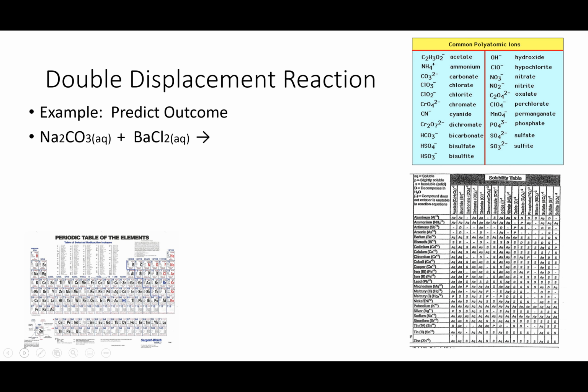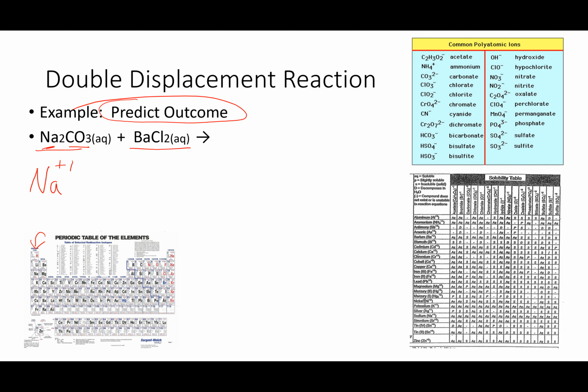Now let's take a look at another double displacement reaction and see if we can pull out all of our chemistry knowledge and predict the outcome. We've got two ionic aqueous compounds. Can we predict what's going to happen? The ions are going to do a switcheroo, like two couples on a dance floor switching. So let's take a look at what ions we have. First off, I've got sodium. Sodium is going to be an ion of +1 because it's in group 1.